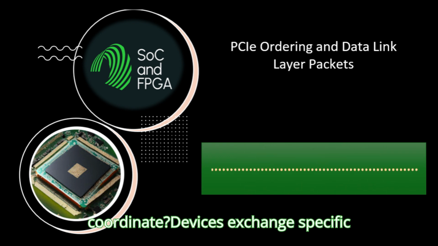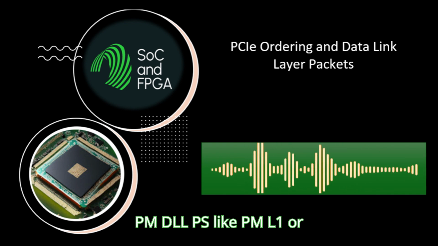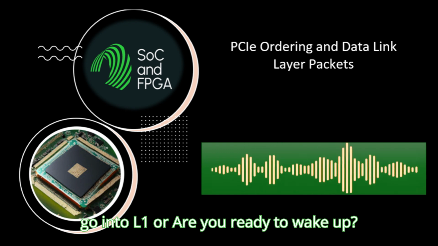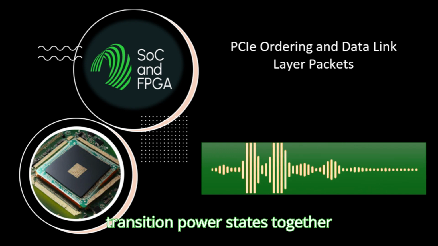How do they coordinate? Devices exchange specific PM DLLPs like PM_Enter_L1 or PM_Request_Ack to signal, hey, I want to go into L1, or are you ready to wake up? It ensures both sides of the link transition power states together, synchronously.